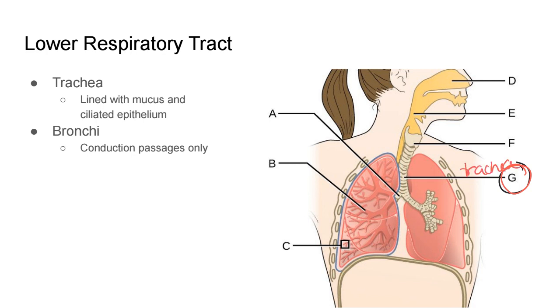And so the trachea is going to be lined with mucus and ciliated epithelium. Remember, that's that epithelial tissue that had the hairs on it. And those cilia are going to sweep particles back up so you can cough them out, get rid of them. Okay, it is in front of the esophagus. Oh, I can't spell. So the back side of it is not lined with cartilage plates.